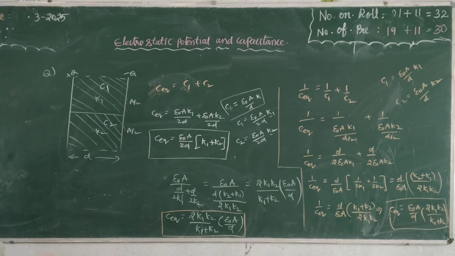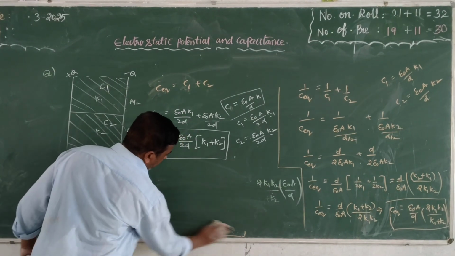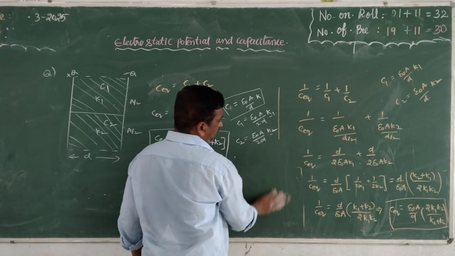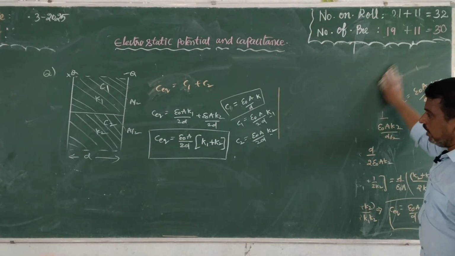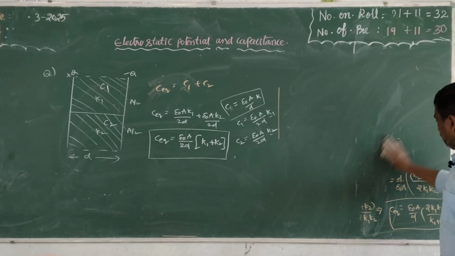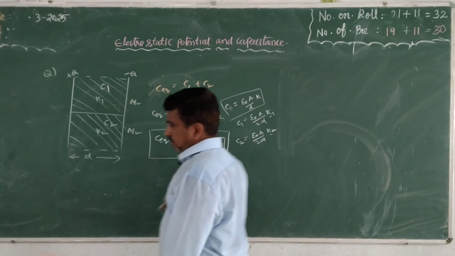This is the answer for parallel plates. It acts as the parallel case, with dielectrics filled in parallel. So the formula is epsilon naught A by 2D into K1 plus K2. I think it is very good. All of you understood.